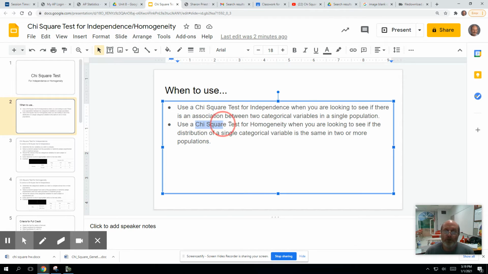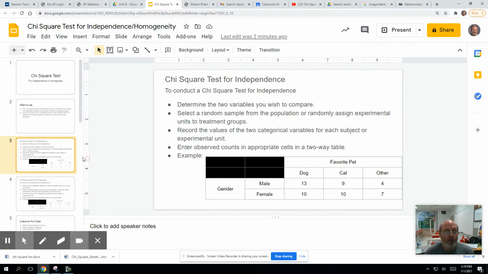A chi-square test for homogeneity involves two samples. We're looking to see if the distribution of a single categorical variable is the same in two or more different populations. So this would involve two samples from two different populations and measuring counts of the categories for one categorical variable, then comparing the counts in the two populations. We'll show you how this works.